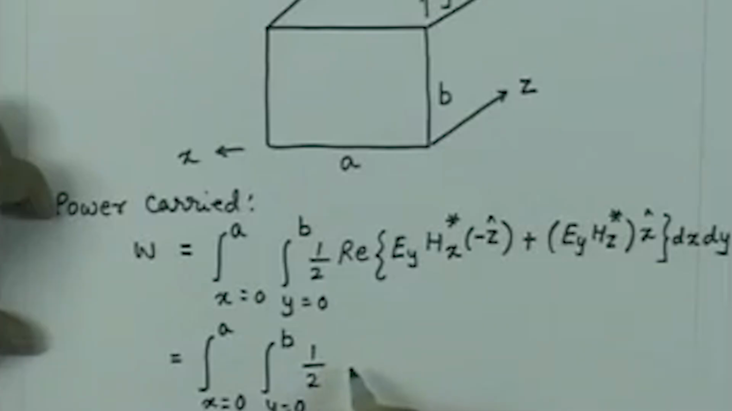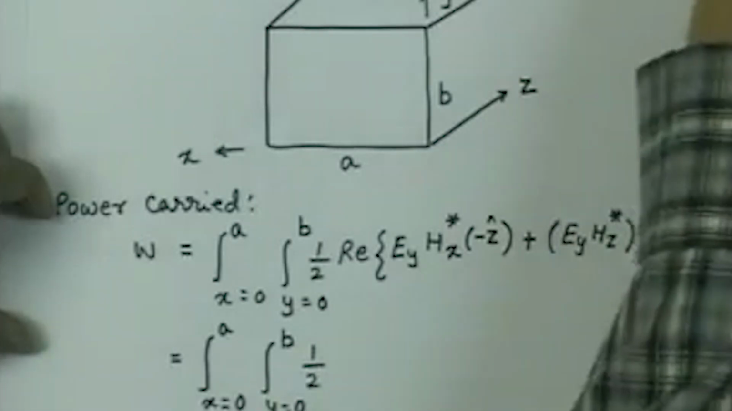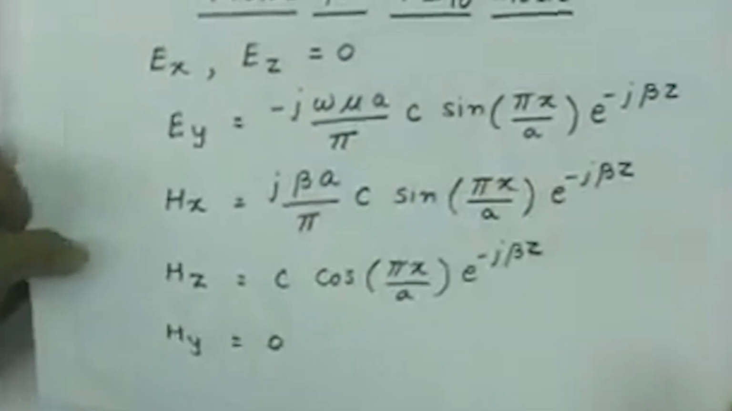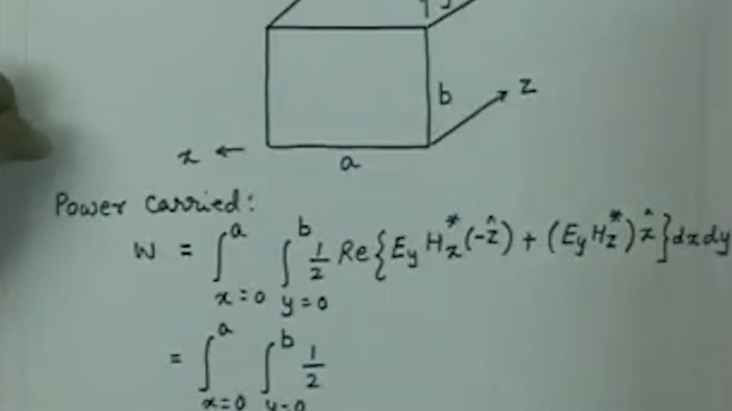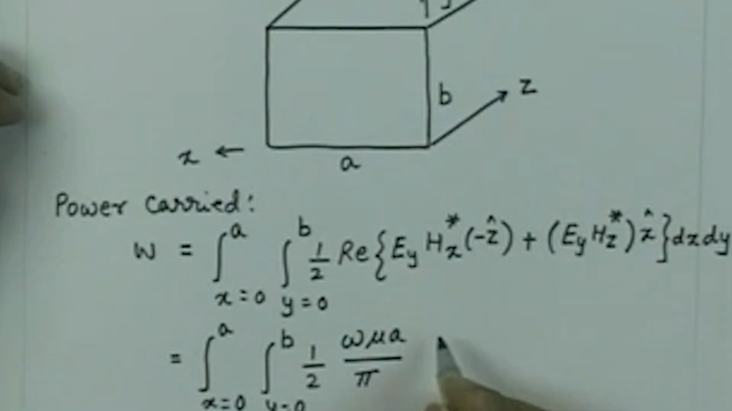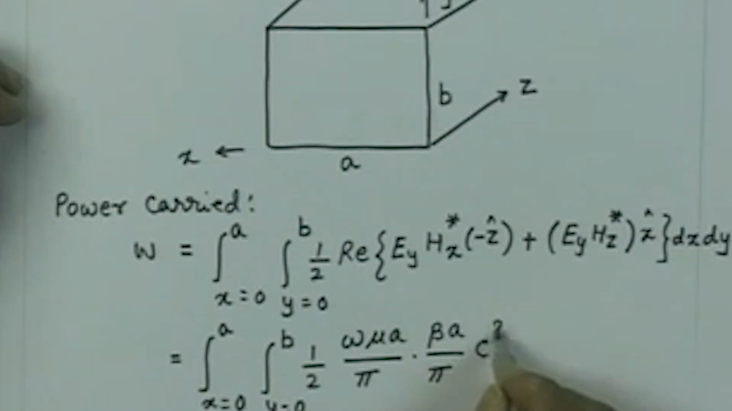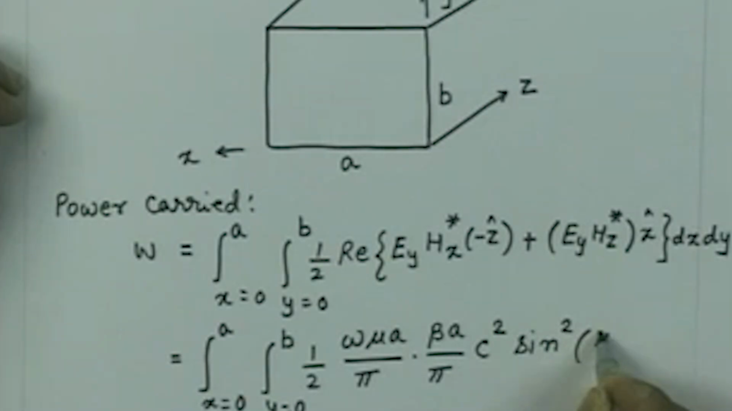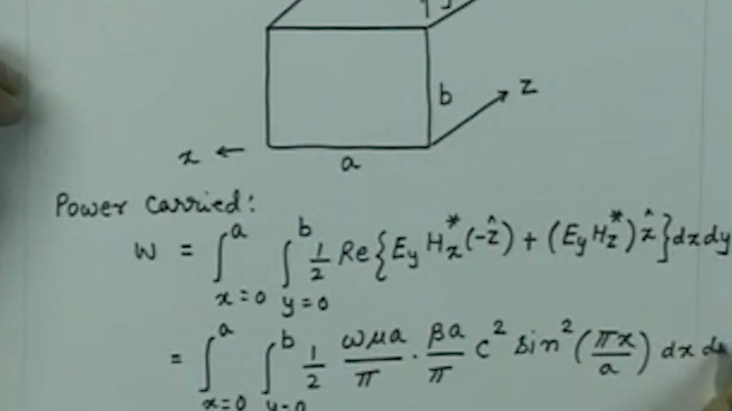half the multiplication of these two. So that gives me omega mu a upon pi, beta a upon pi, c square sin square pi x by a dx dy.